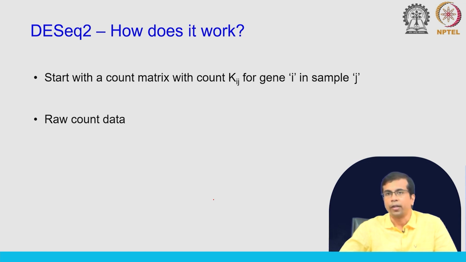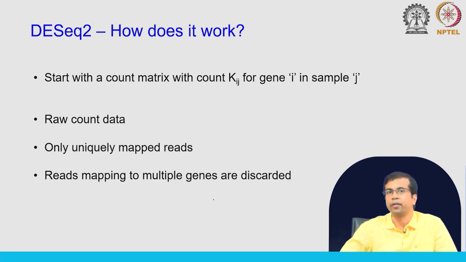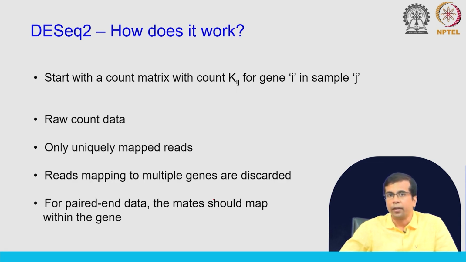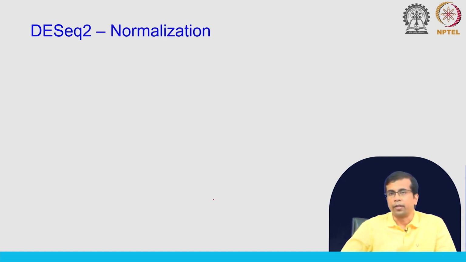It will not take normalized count data, it takes raw count data, and it considers only uniquely mapped reads. So, if you are giving it raw count data, you should give only the uniquely mapped reads and discard reads that map to multiple genes or multiple transcripts. And for paired end data, the mate should map within the gene. If you are working with paired end data, make sure that both the mates map within the gene. If one mate maps outside the gene, you should discard that. This is something that has been mentioned in the paper, and the reasoning for why that is the case is given there.